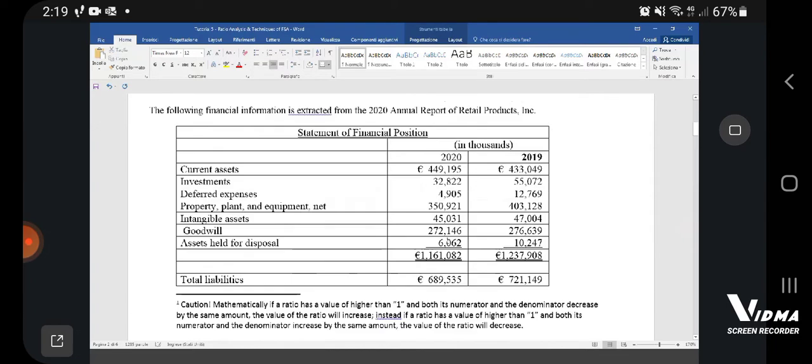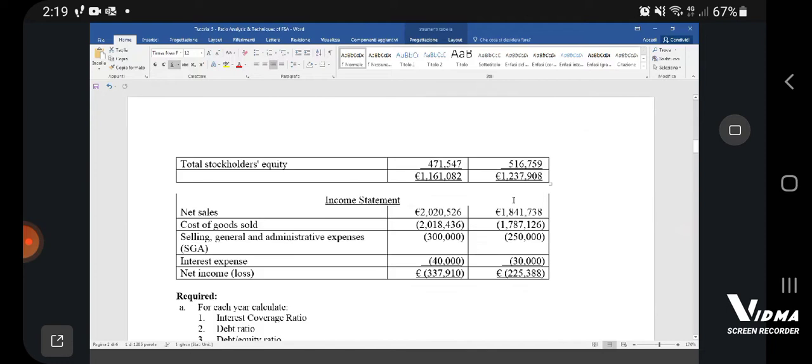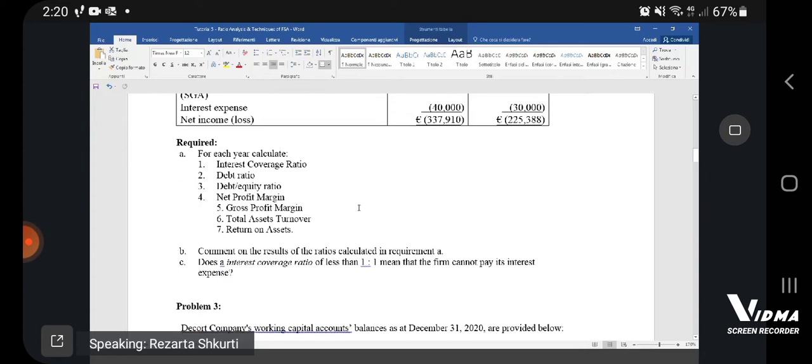But also, as we may notice, from 2019 to 2020, you are experiencing a decrease in the total financing or investment. From 1,237,000, you have a decrease in the total assets, total investments, to 1,161,000. So for each year, we are required to calculate the interest coverage ratio and several ratios over there. And we also are required to comment on the results of the ratios calculated in this requirement, and then we have to answer.